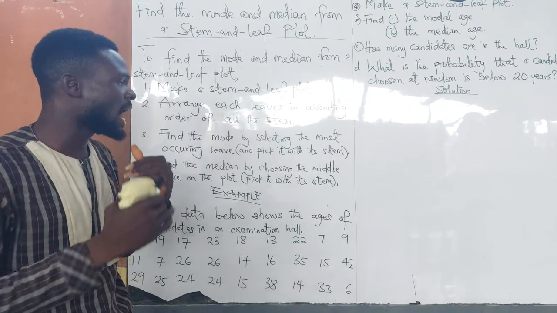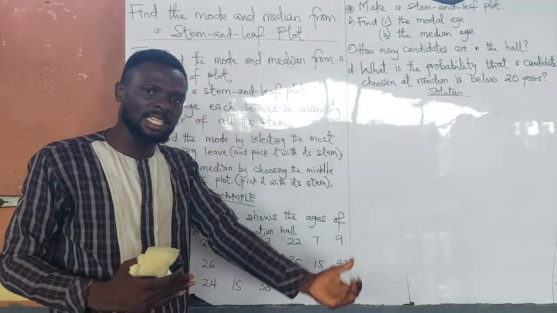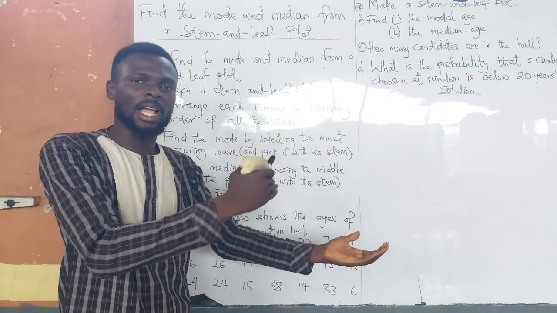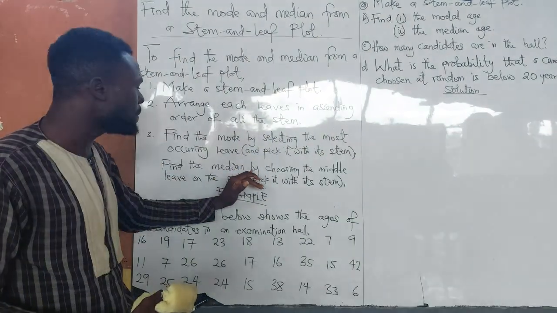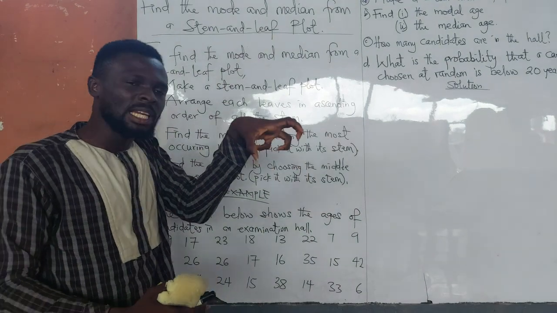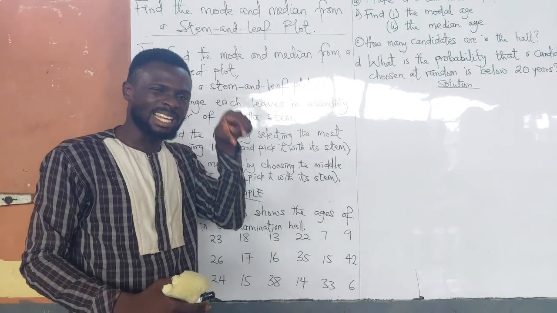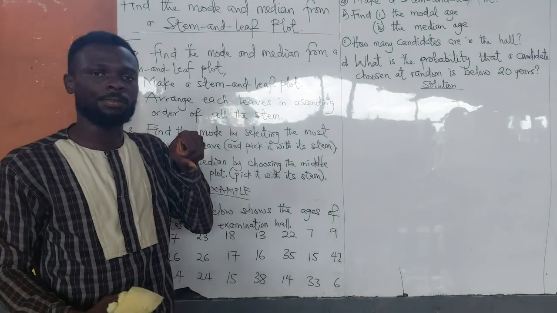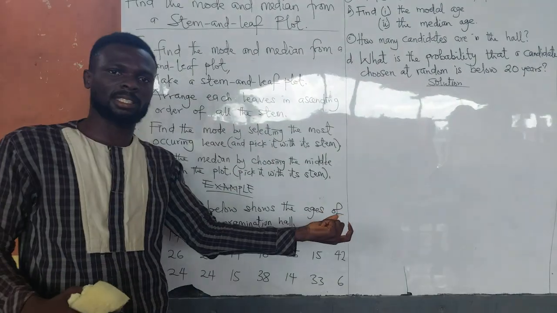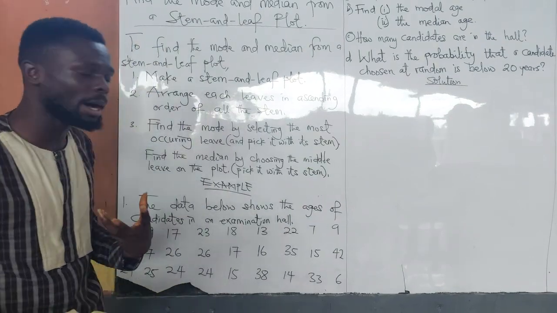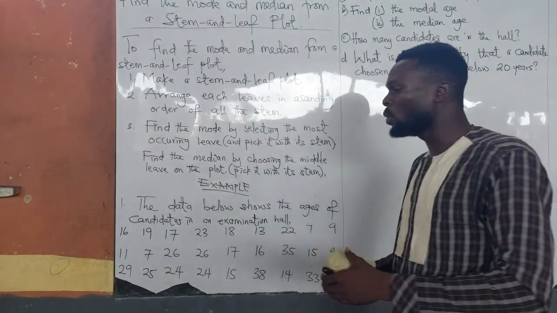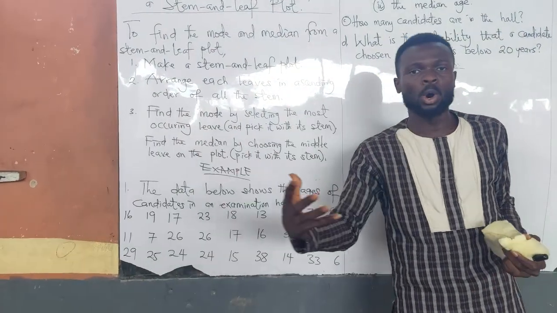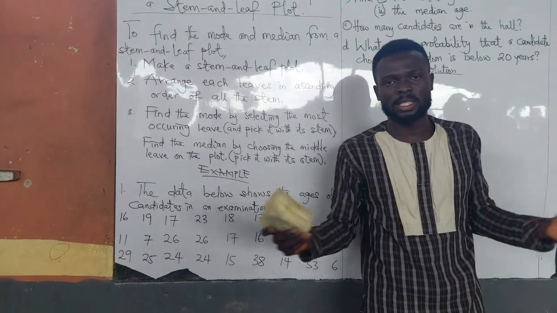We know that the stem is the leading value, while the leaf is the trailing digit. And if we are finding the median, after rearranging the leaves, you find the median by choosing the middle leaf on the plot. You don't just pick the leaf, but you pick the leaf with its stem. So let's take an example and see how we are to find the mode and median from a stem and leaf plot.